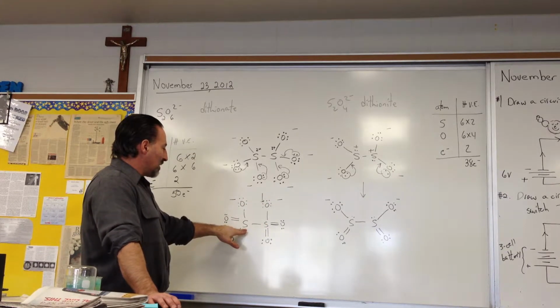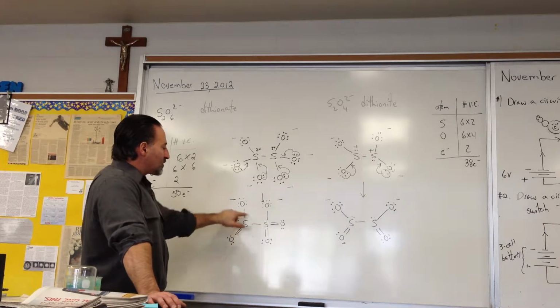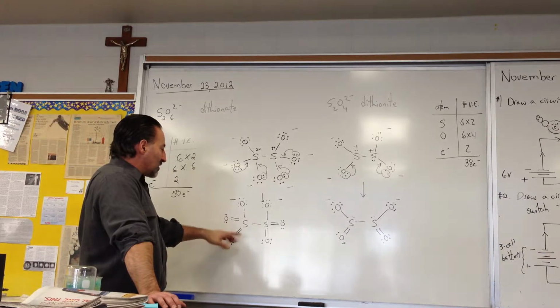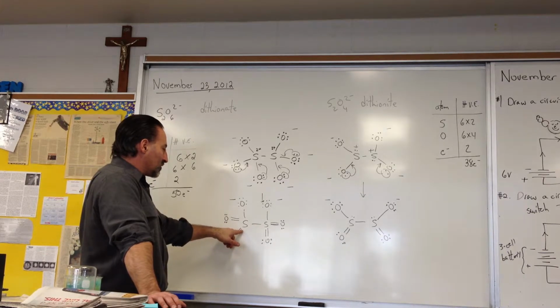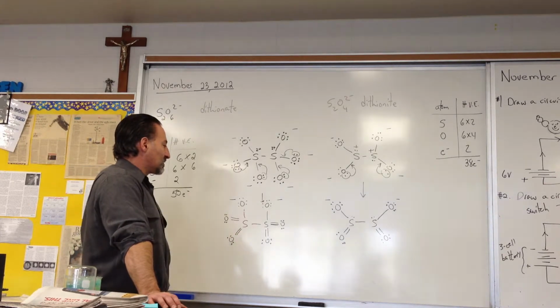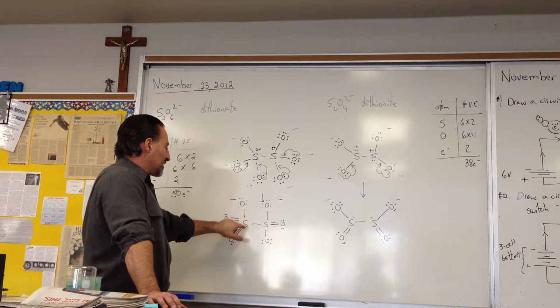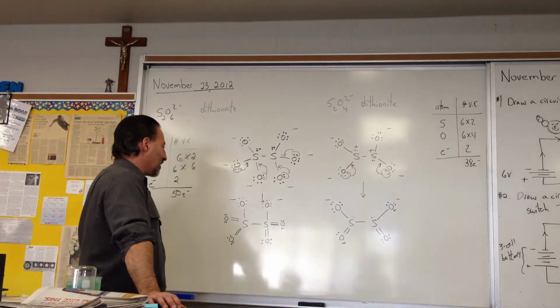The sulfur will have expanded octets, but each sulfur atom is in possession of only 6 electrons, because remember, when we count the charges, the bonds only count for 1. So we have 2, 4, 6 electrons being possessed by that sulfur atom. Same thing for the other one.